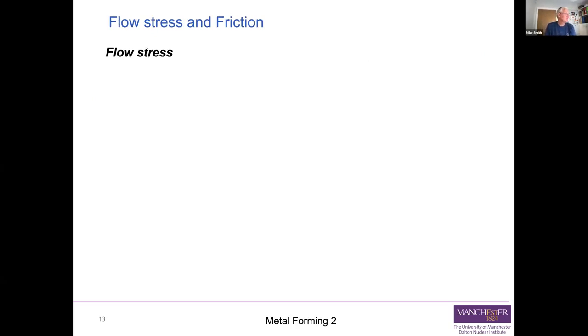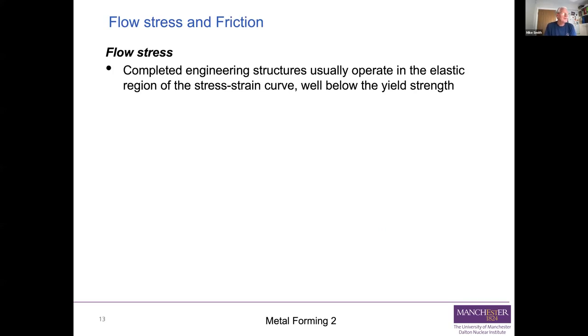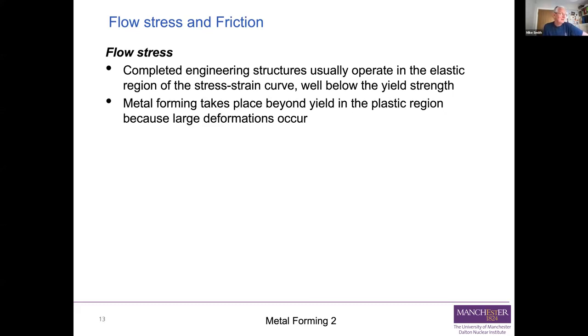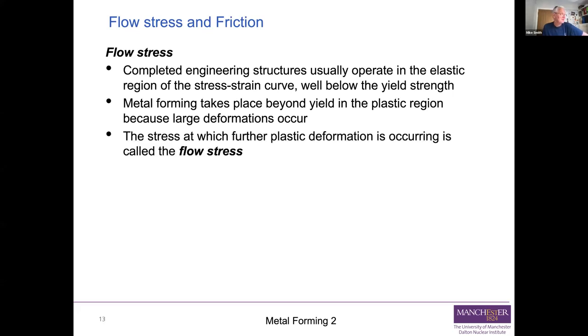Right, we're still on material properties. Let's define the flow stress. Now, when you cross a bridge or get in a car, you're rather hoping that that structure is going to operate in the elastic region of the stress strain curve. You don't want the bridge to permanently deform while you're driving a car across it. And of course, if your car permanently deforms, it's probably because you've driven it into something and then you have to take it away and scrap it. So most engineering structures operate in the elastic region, well below the yield strength. Metal forming takes place well beyond yield in the plastic region with large deformations.